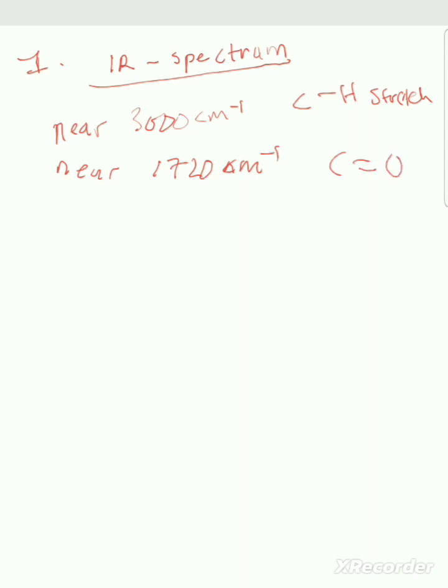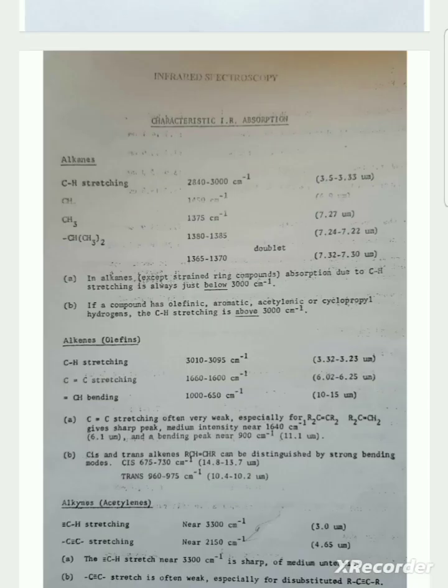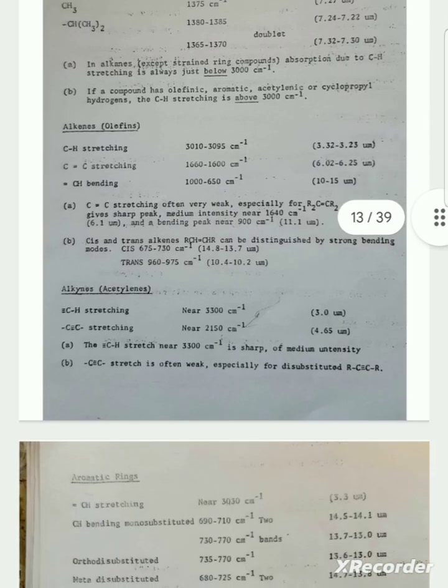Then I can come to this structure here, which is in between 2400 to 2000. It can be 2200 or 2250, and you can see this is a sharp peak. So I'm going to see my infrared manual. This is my infrared spectroscopy manual that I have. Let me see the one that I have.